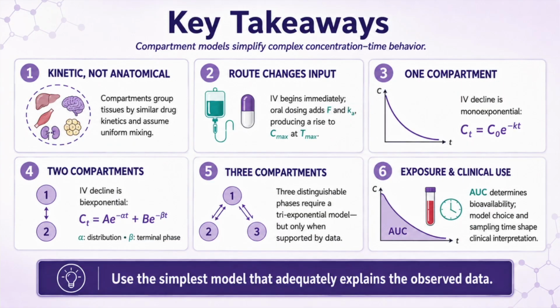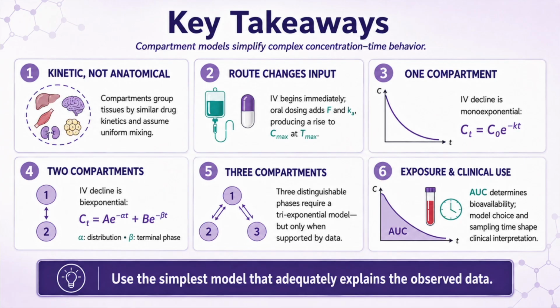Let us bring the main ideas together. First, compartments are kinetic abstractions, not fixed anatomical organs. Second, administration route changes how the drug enters the system. IV administration produces immediate systemic input, while oral administration introduces bioavailability and absorption. Third, a one-compartment IV bolus curve declines monoexponentially. A two-compartment IV bolus curve declines biexponentially, with an early alpha distribution phase and a later beta terminal phase.